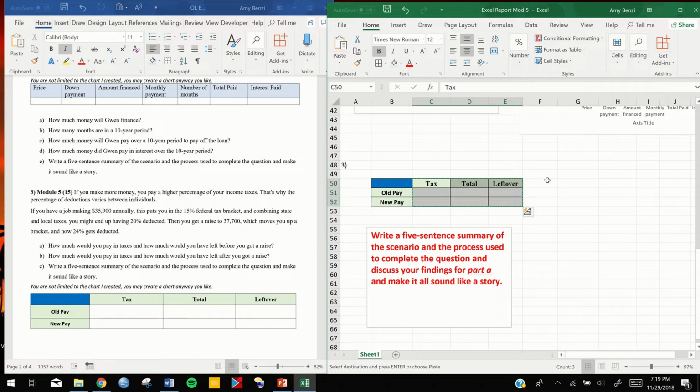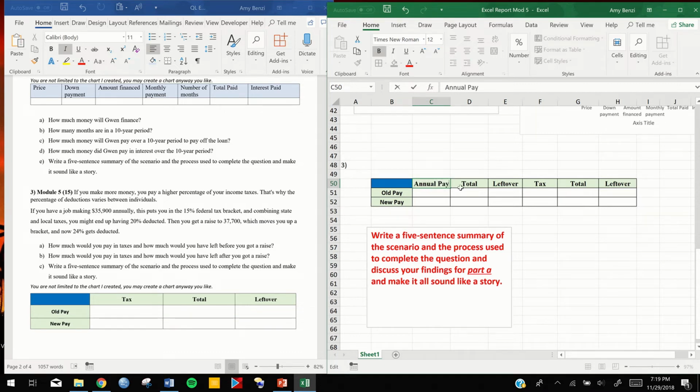So I'm going to Control C, Control V, all this. And then we're going to have, let's have our annual pay. And then the percentage, or I can actually just use a percent deducted. All right, make that font smaller.